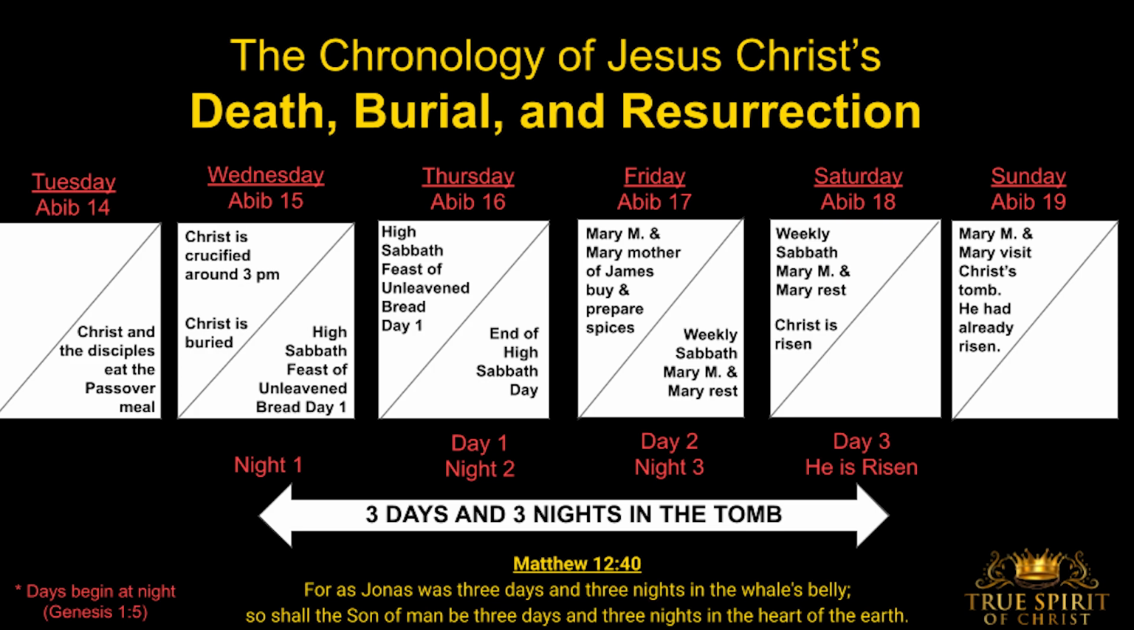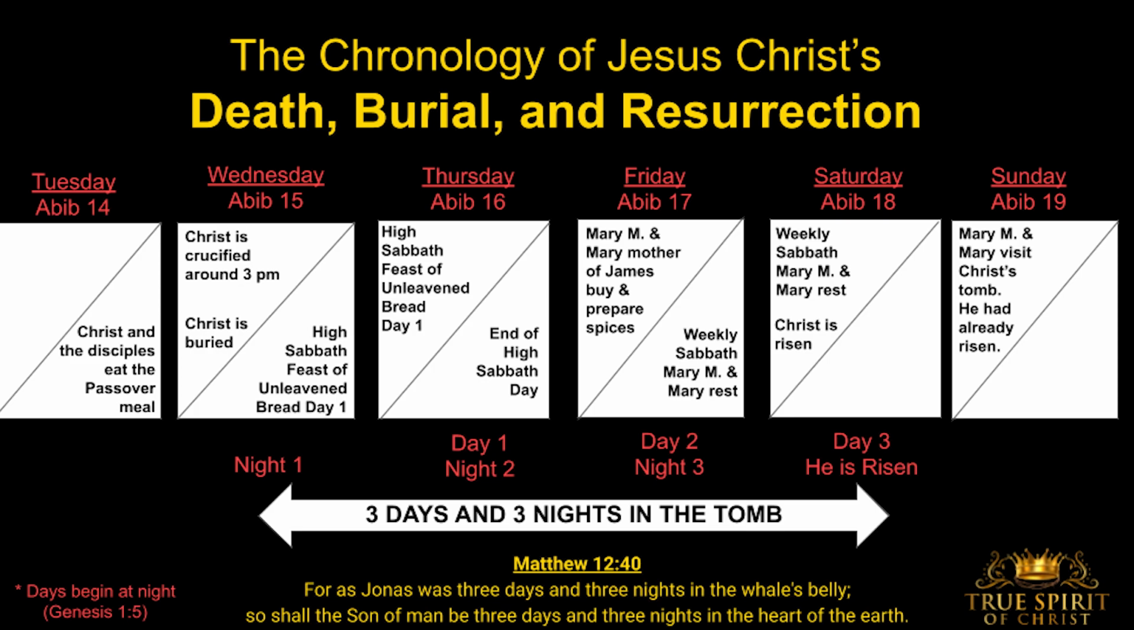So if we know that Christ was risen on Saturday, we simply have to count in reverse. And for your convenience, we've already put the chart together, showing the chronology of Jesus' death, burial, and resurrection. So as you can see, on Tuesday evening, Christ and the disciples ate the Passover meal. This marked the beginning of the 14th day. Later that night, Christ was betrayed, and the following morning, he was delivered to Pontius Pilate. Around 3 p.m., Christ gives up the ghost and passes away.